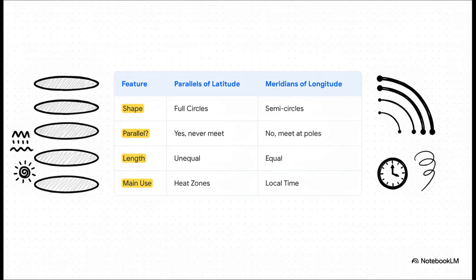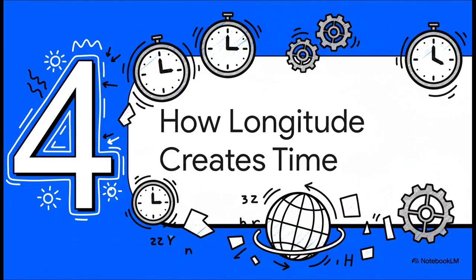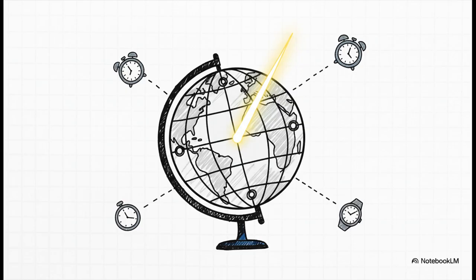Latitudes help us figure out heat zones, but longitudes have a secret superpower. All right, this is my favorite part. Latitudes are great for climate, sure, but longitudes have this amazing secret power that we use every single second of our lives. Any guesses what it is? That's right, time. The time on your phone right now. The time school starts. It's all because of longitude. Isn't that amazing? Let me show you how it works.